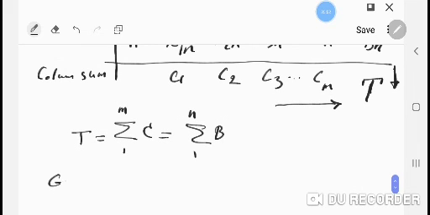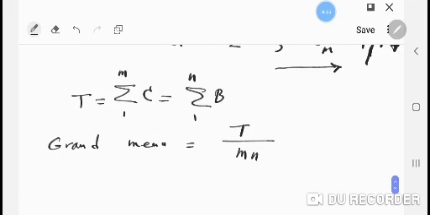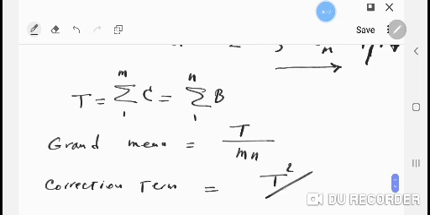Grand mean is T divided by Mn, and the correction term is T2 divided by M multiplied by N.